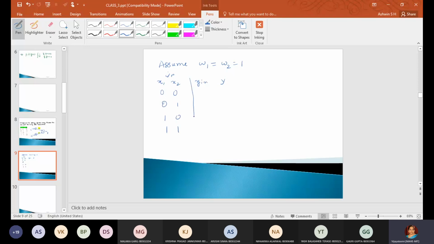Please do this and tell me what the values of y in are. Y I already know from the given problem. So what is y in? You please calculate. Y in is equal to x1 w1 plus x2 w2. So you can calculate and tell me the value of y in.